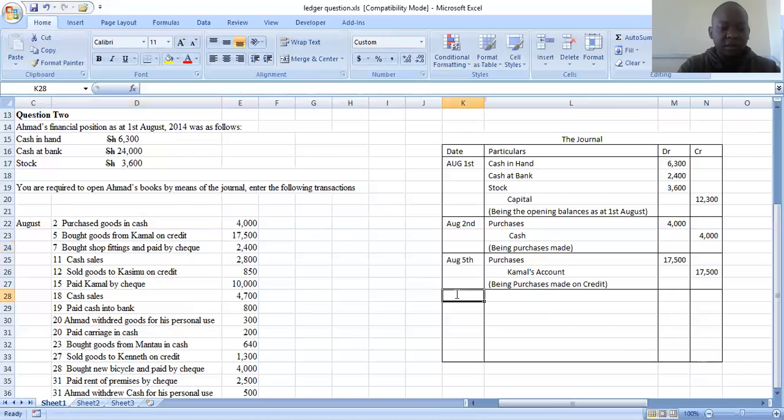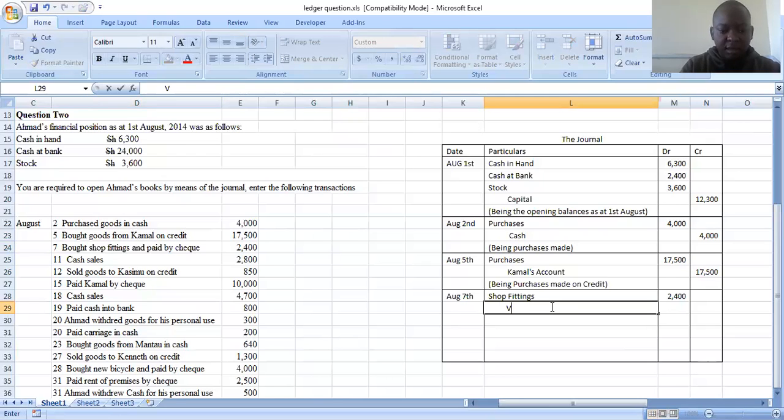So that is August 7th, not 17th. August 7th, debit shop fittings by the amount of 2,400, and then credit bank account by 2,400. Then we need to have a narration, say being shop fittings purchased. Then you close that.